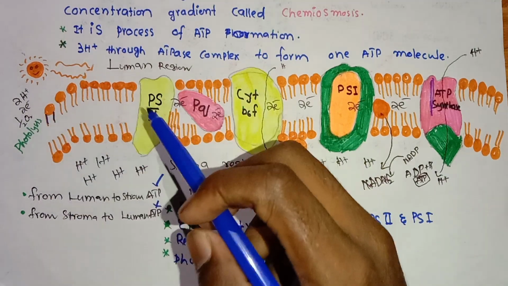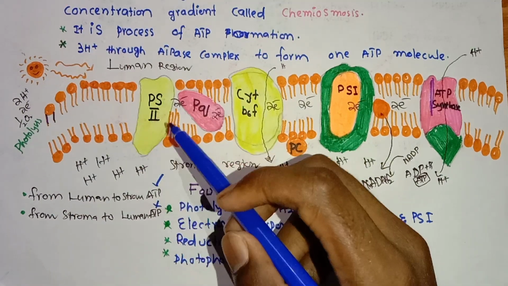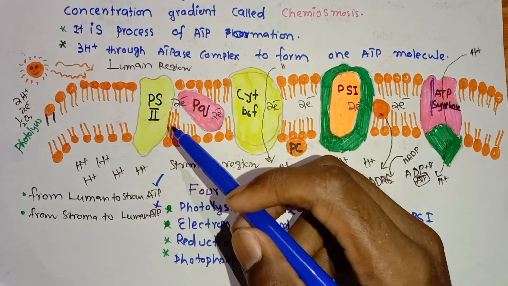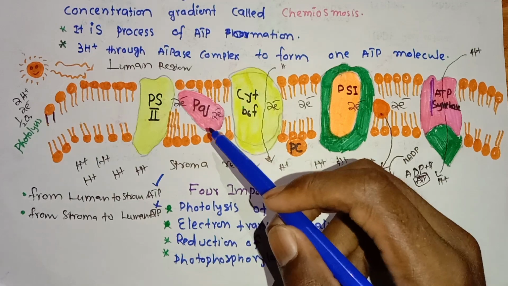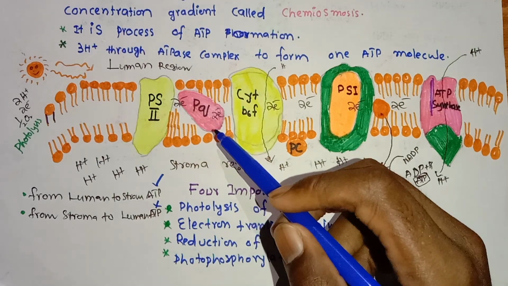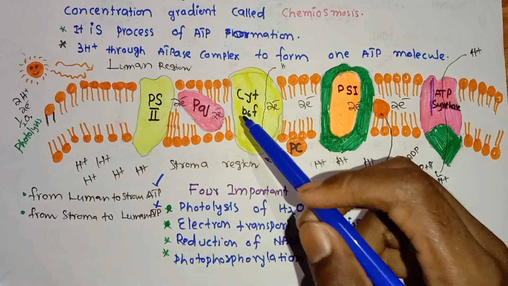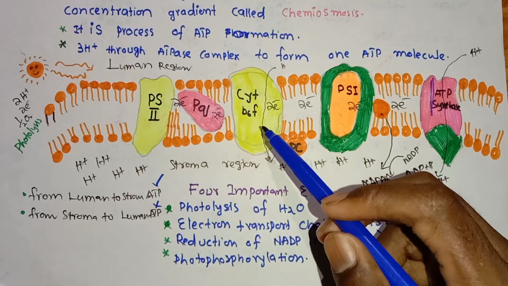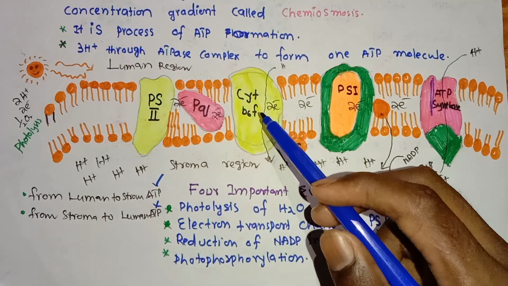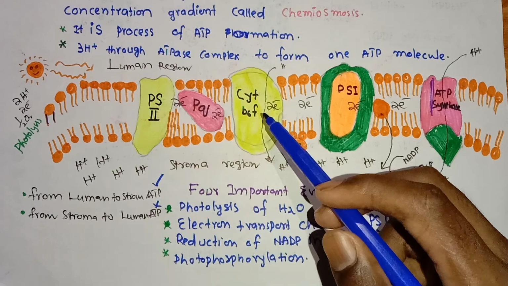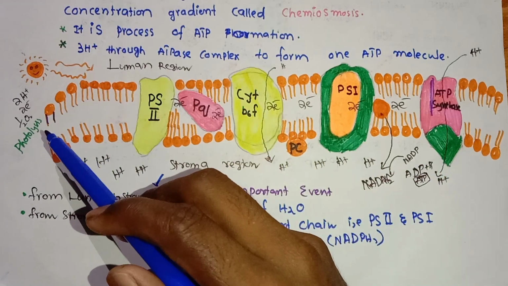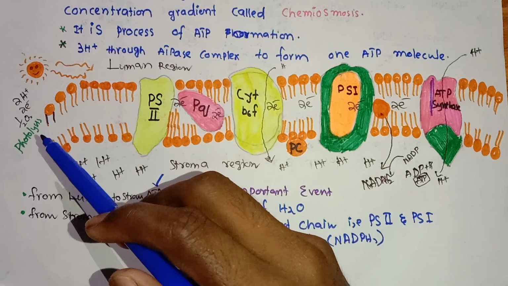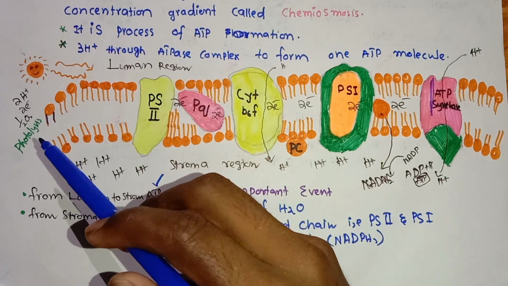Now when sunlight falls on the PS2, a pair of electrons goes to the plastoquinone. Here plastoquinone again transfers the pair of electrons to the cytochrome b6f complex. Before this, photolysis of water occurs. Water is split into two hydrogen ions, and with that two electrons and half an oxygen molecule.